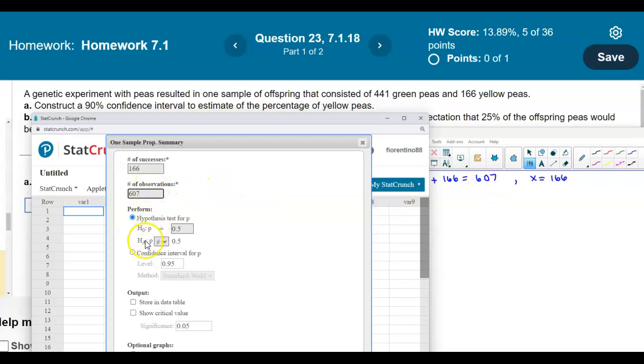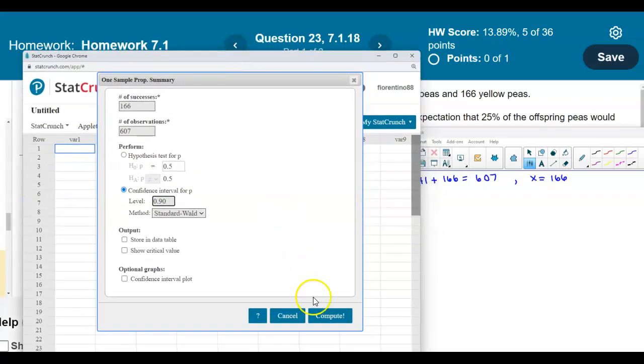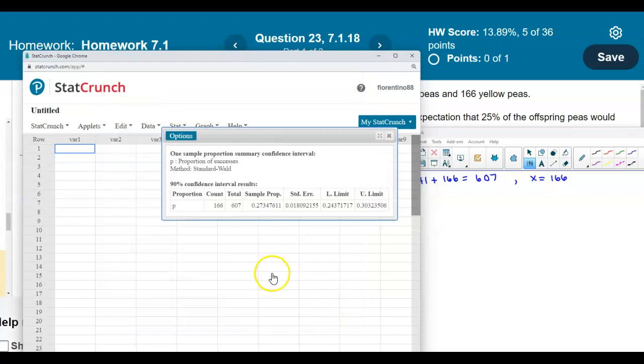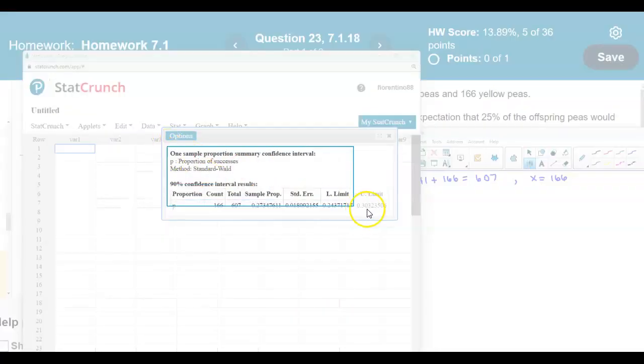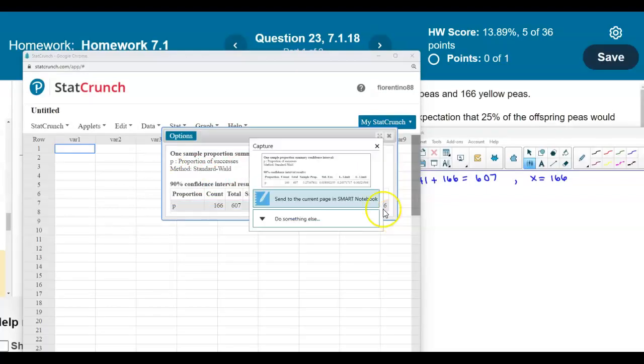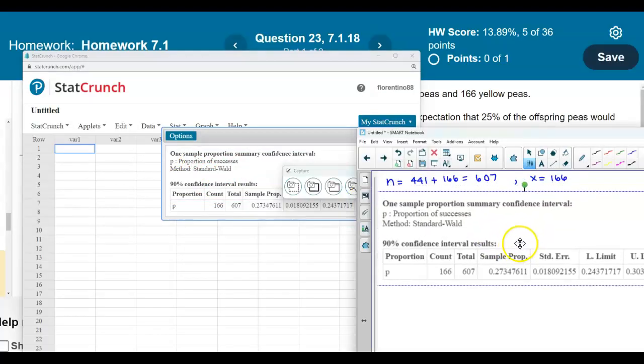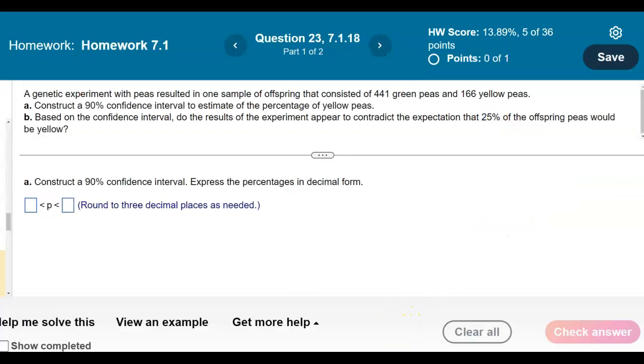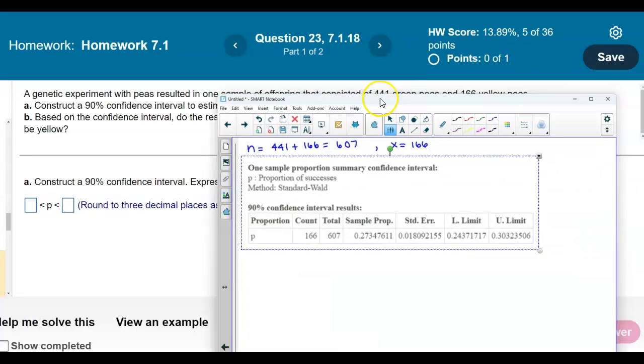Okay, and we want to be able to find the confidence interval. Now keep in mind the confidence interval is 90%. So we're going to go ahead in here and change this to 0.90, and then we're going to select Compute. Okay, so now let's copy this data into our workbook. So let's take a look at this data.